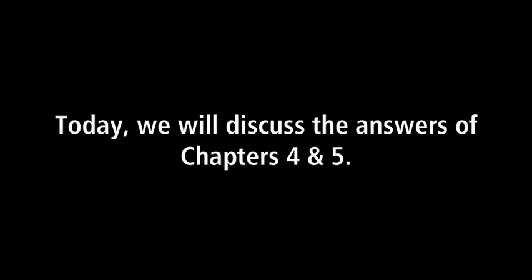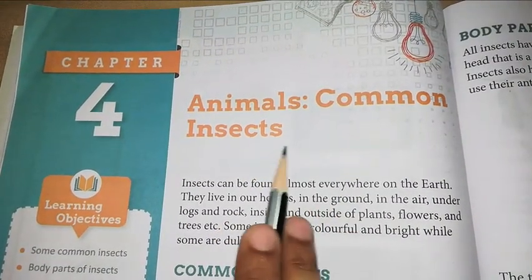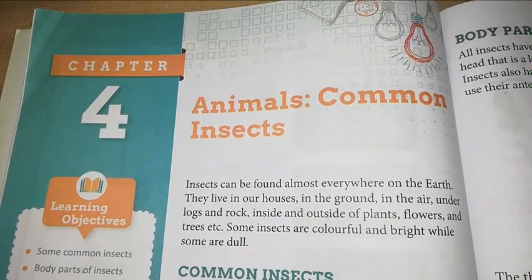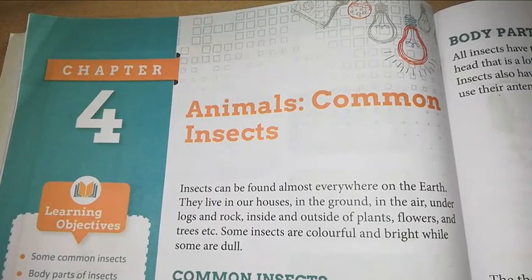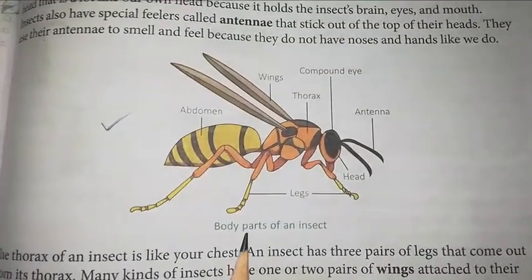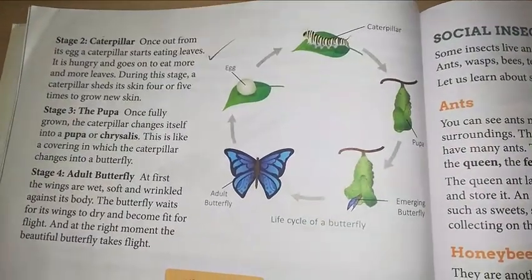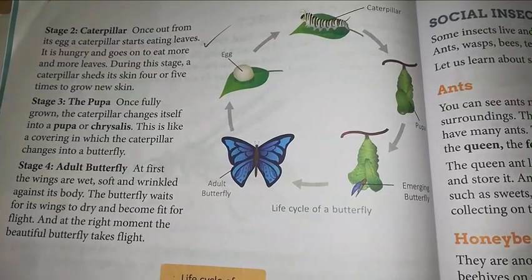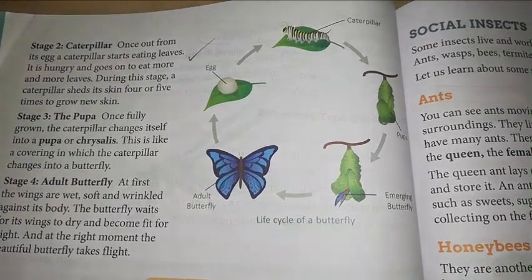Today I will discuss about chapter 4 and 5. Let's start with the chapter 4. Chapter 4, Animals, Common Insects. From this chapter, you should draw 2 pictures in your classwork copy. First picture is body parts of an insect and second picture is life cycle of a butterfly. You should draw these 2 pictures neatly, label the parts and color it.